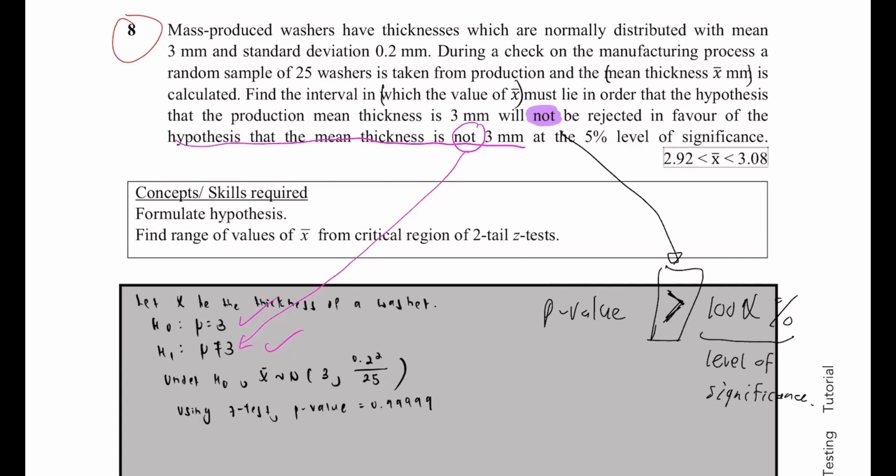Okay, good. So now, okay, can. Then let's see your working out. What do you have? You have under H naught x bar will follow normal, mean is 3, good. Then variance is what? Sigma square. Then you divide by n, 25. Okay, can. Then using z-test, you got a p-value 0.99999. Okay.